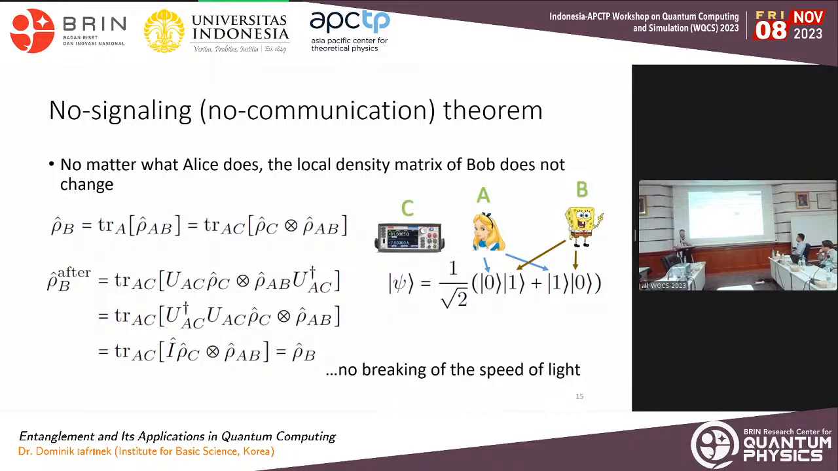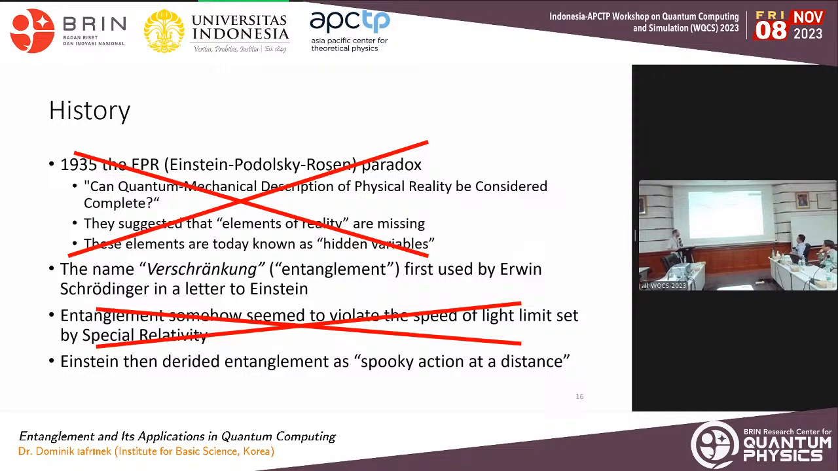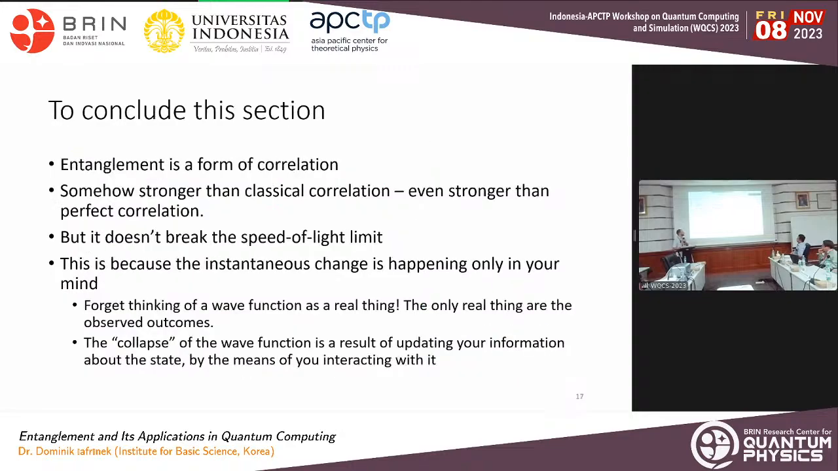So the conclusion of this section: entanglement is a form of correlation, somehow stronger than positive correlation, even stronger than perfect correlation. You can have perfect correlation in classical physics too, but if you change your measurement, this is where we can get a stronger correlation.